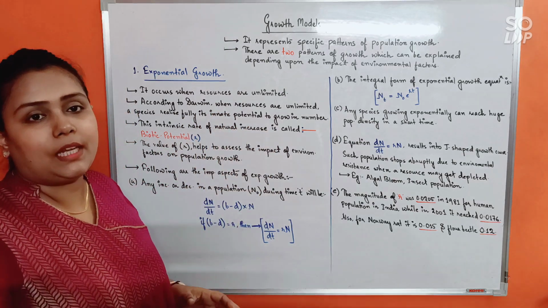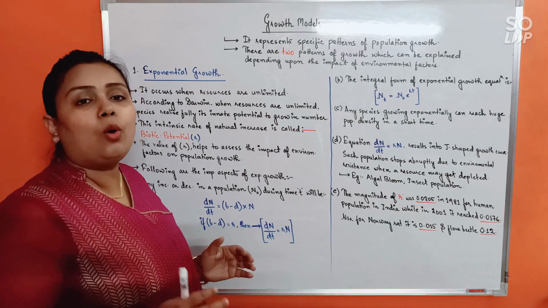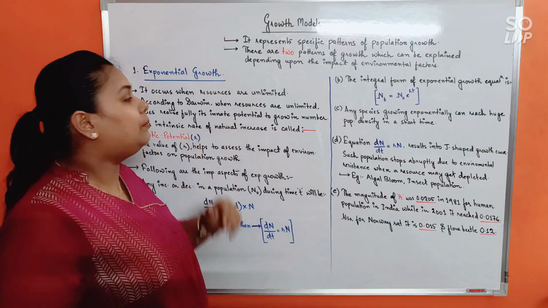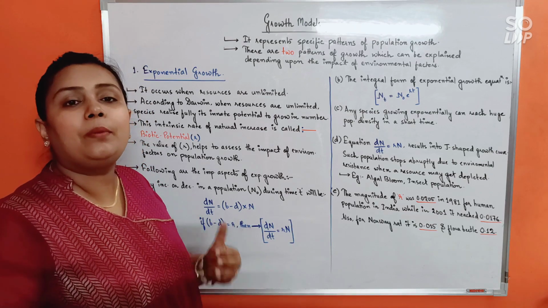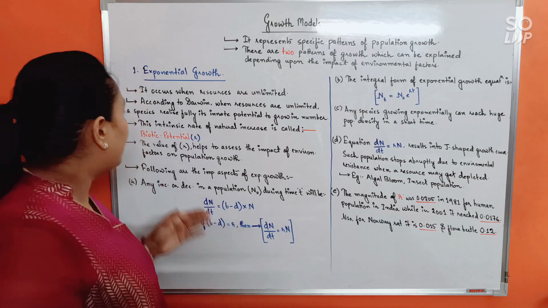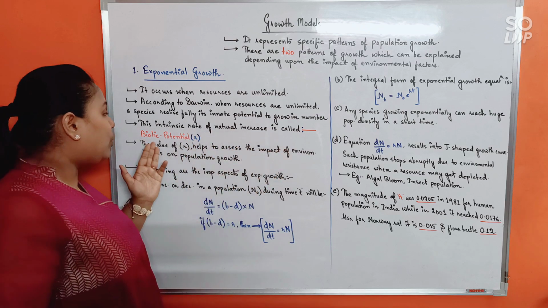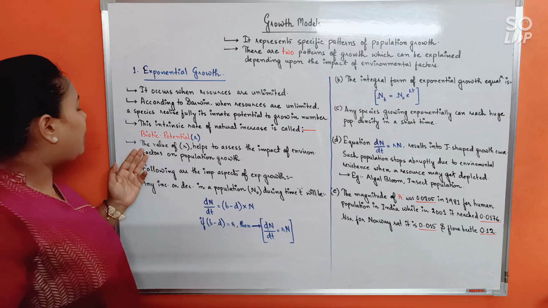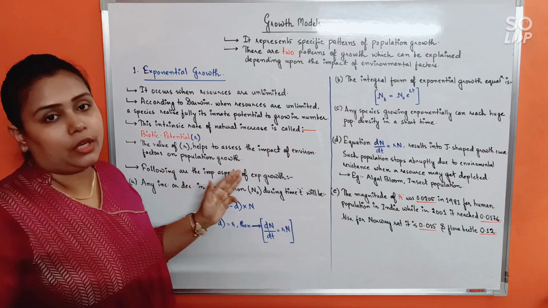So in a given habitat, in case the food and space or the resources are unlimited, the organism or any species living there can reach its maximum growth. It can reproduce to its maximum extent, hence the population would be expanding very rapidly. This intrinsic rate of natural increase is called biotic potential, which is referred to with a small r. The value of r helps to assess the impact of environmental factors on the population growth.